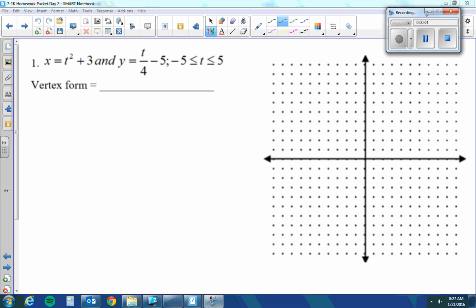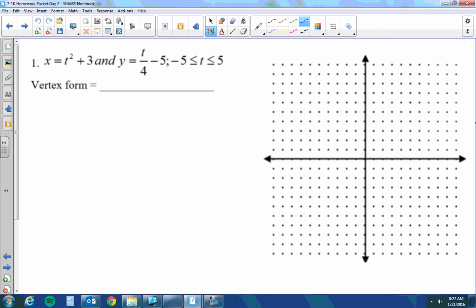This is number 1 from your homework packet on the day 2 section. All right, look. This time it doesn't just say get the rectangular form. It says get vertex form. And so you have to get it so it's just x and y, but then go further.